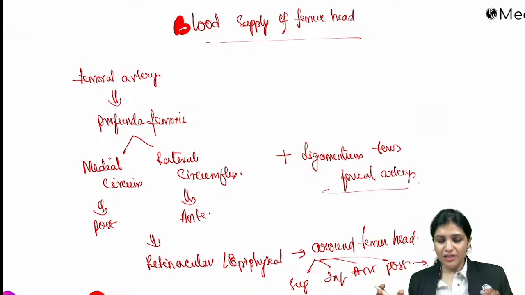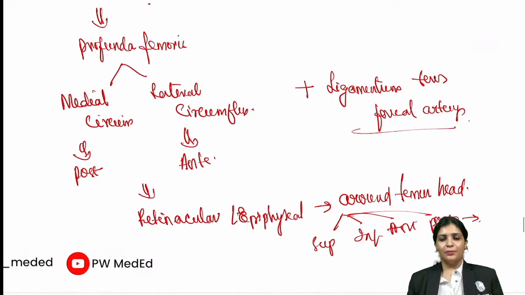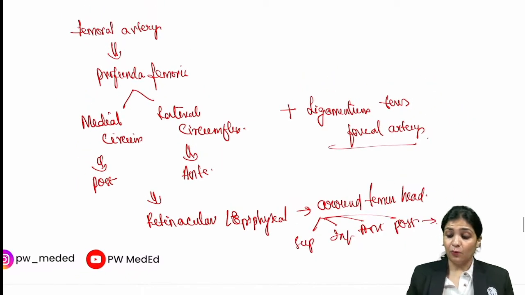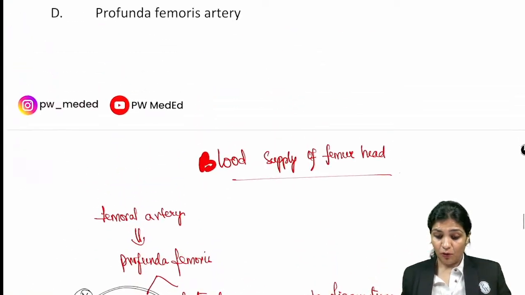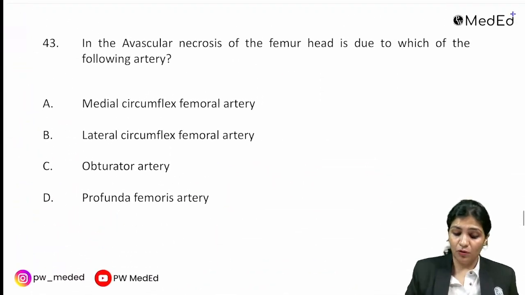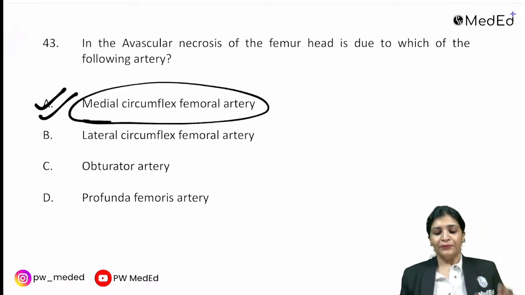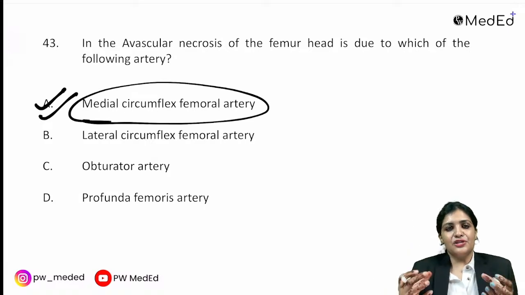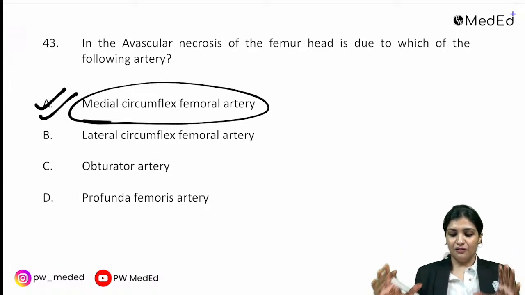In avascular necrosis, there will be damage to this blood supply, so there will be a hindrance to the blood supply of the femur, and then you will end up with avascular necrosis. So here what you have to remember is the medial circumflex artery. The medial circumflex femoral artery is the one which is very important for the blood supply of the femur. So the first best answer would be the medial circumflex femoral artery. The next answer would be the profunda femoris artery, because that gives the branches of the medial circumflex femoral artery, right? So the first best answer here is your medial circumflex femoral artery.